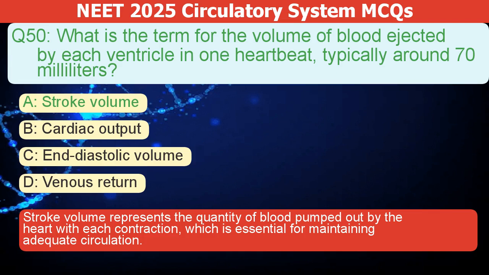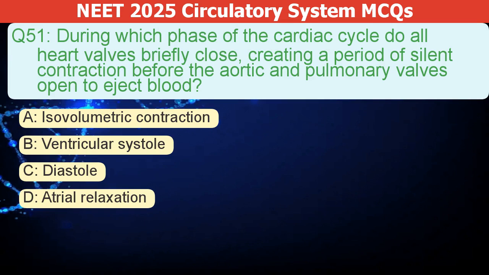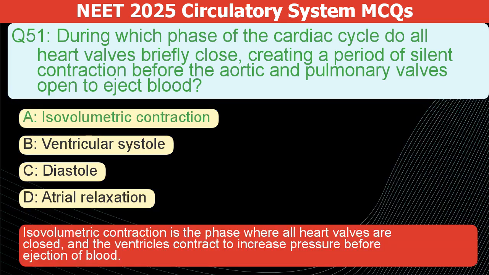When do all heart valves briefly close, creating a silent contraction before blood is ejected? A. Isovolumetric contraction. B. Ventricular systole. C. Diastole. D. Atrial relaxation. The correct answer is A. Isovolumetric contraction is the phase where all heart valves are closed, and the ventricles contract to increase pressure before blood ejection.